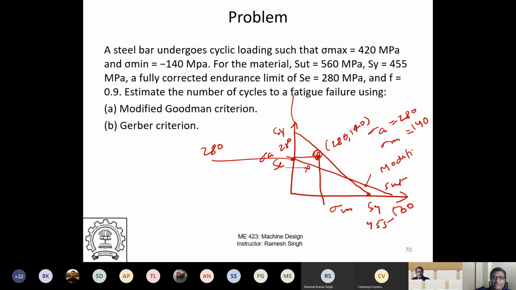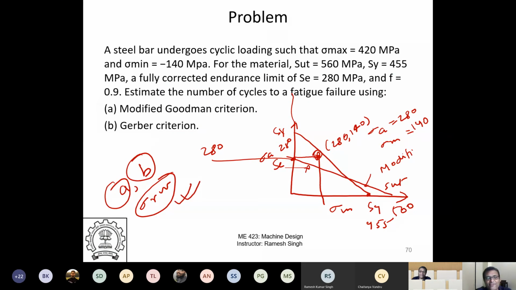Yes, a very good answer. How can I use this? I can use that A and B relation, if you remember from there, right? A n to the power B. But to get A and B, I need a sigma rev also. Equivalent stress, equivalent reversible stress, I need. So how do I get this equivalent reversible stress?